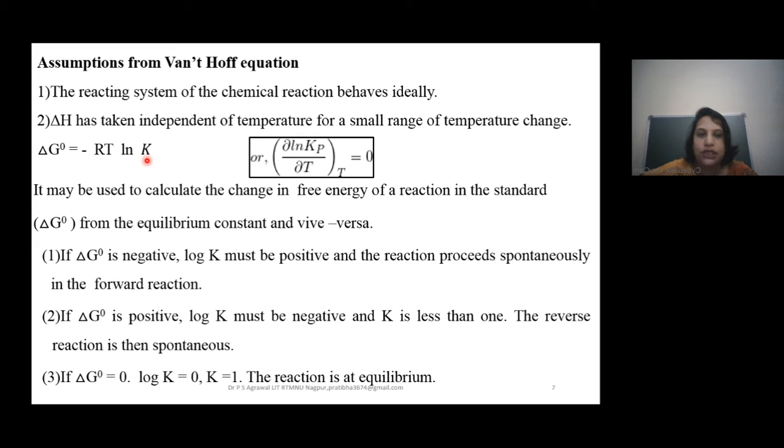That means the reaction proceeds spontaneously in the forward direction. If delta G0 is positive, log K must be negative, meaning K is less than 1. That means the reaction is reversible and the reverse reaction will be spontaneous. But if delta G0 is 0, log K will be 0, meaning K is 1. That means at this step, the reaction is in equilibrium. So we can find out the value of delta G0 and say whether the reaction is moving in a forward direction or backward direction, or it is in an equilibrium state.